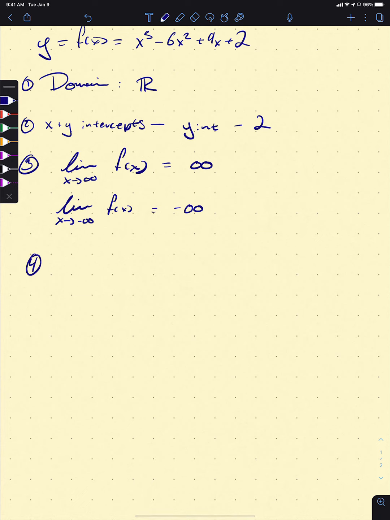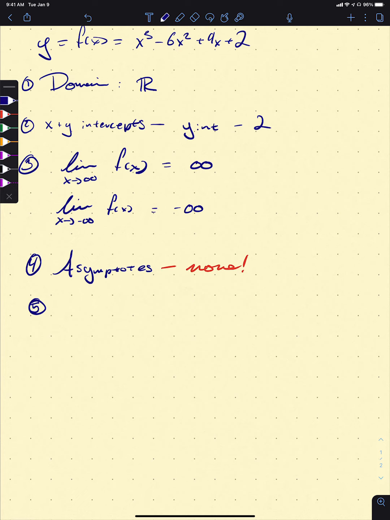Next, we would normally want to take a look at asymptotes, whether they're vertical or horizontal. Obviously, if they were horizontal, they would have shown up here, right? But since this is a polynomial, there are none. Okay. What about step 5?